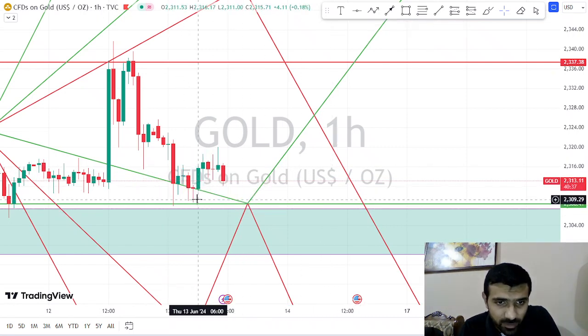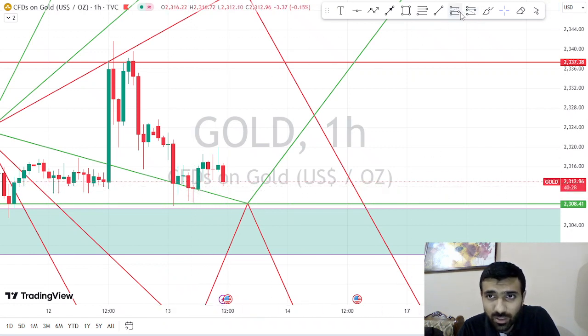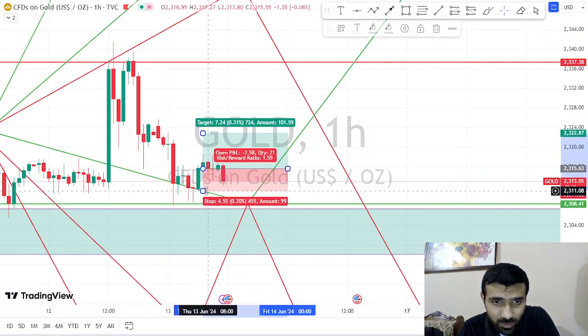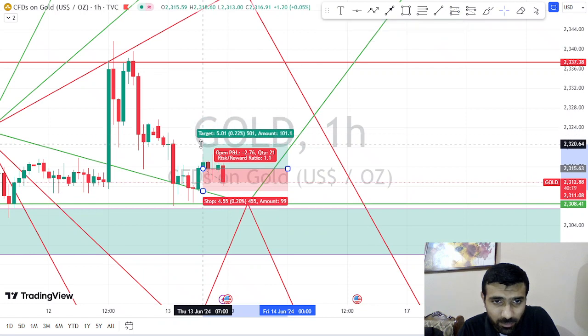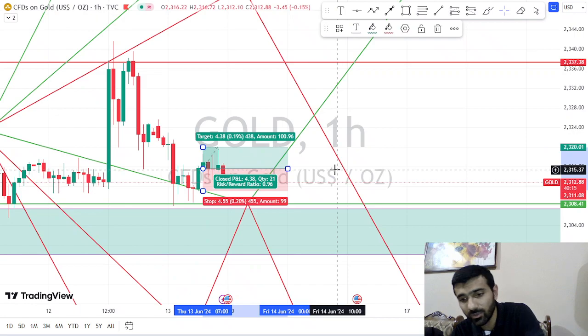And then afterwards market almost tested our area of support and made a bullish pin bar signal. So this was a bullish signal as well, so we could have taken a long position from here as well. Our stop loss will be just below this previous candle and our take profit will be approximately over here, giving us a 0.9% profit so far.